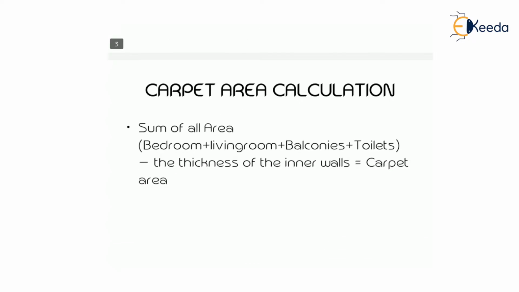How can we calculate the carpet area? Carpet area is calculated by the sum of all areas. Sum of area means the sum of bedroom area, living room area, balconies area plus toilet area, and we deduct from that the thickness of the internal wall, which equals the carpet area.